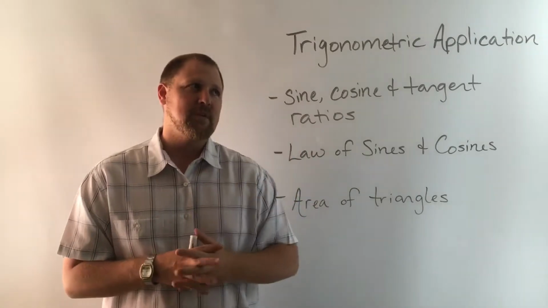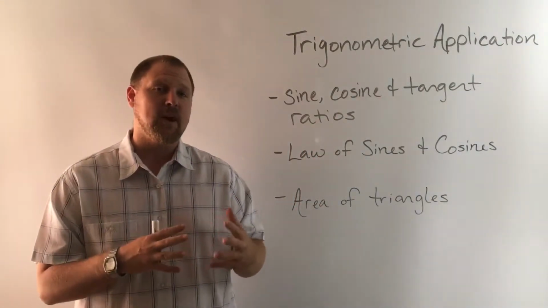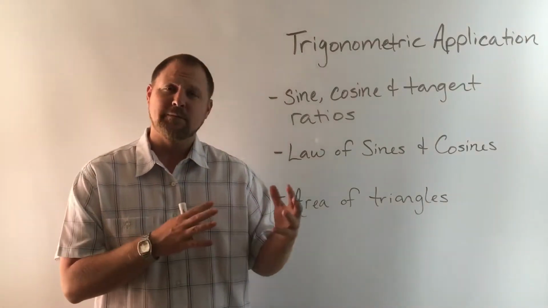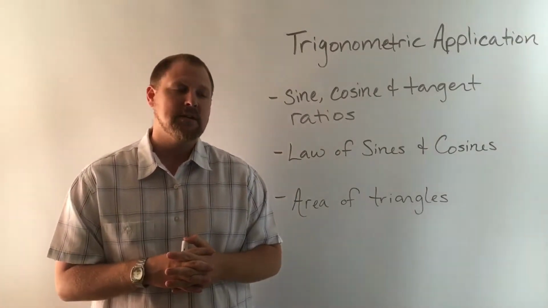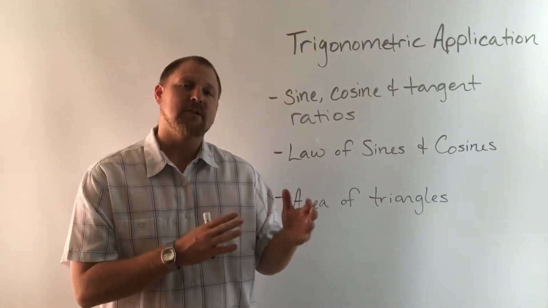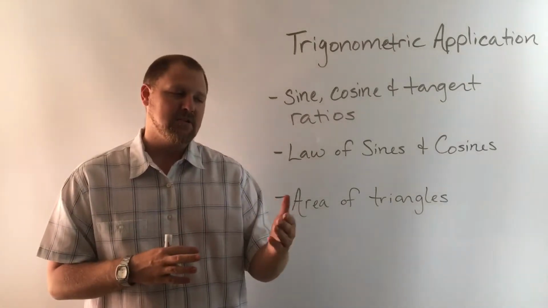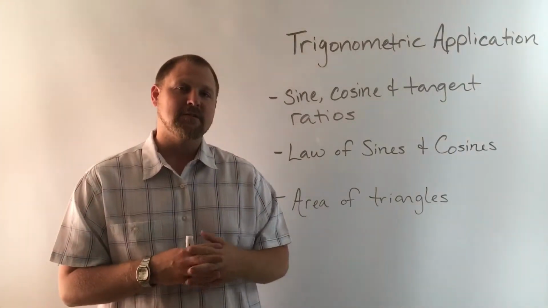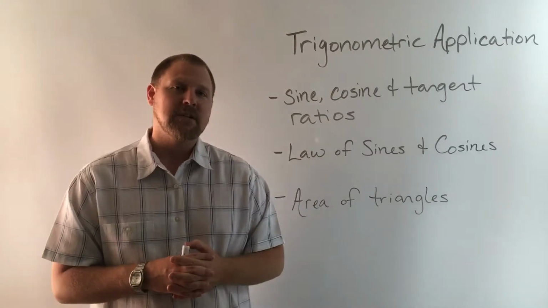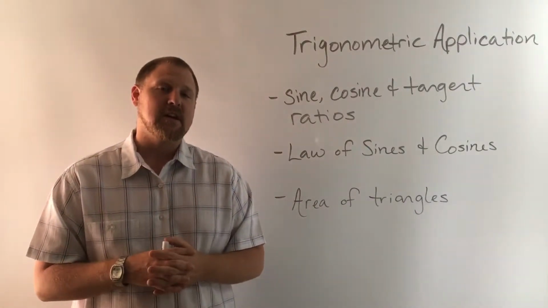Whenever we discuss trigonometric applications, we're going to be talking about the sine, cosine, and tangent ratios all within a right triangle. You typically are used to hearing SOHCAHTOA. We'll also discuss the law of sines and cosines whenever we're discussing triangles that are not right triangles, basically anything else. And then also finding area of triangles. There's a trigonometric application and a formula that allows you to find the area of a triangle using sine, cosine, or tangent.